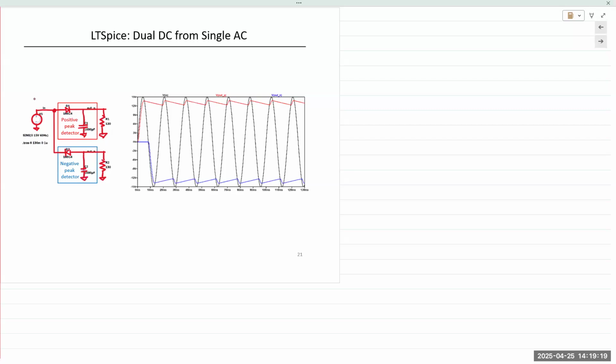The rest of the circuit remains the same. This is simply the ground symbol, or the same reference, if you will. And that is what creates this negative supply.